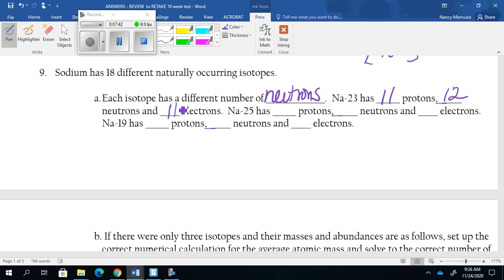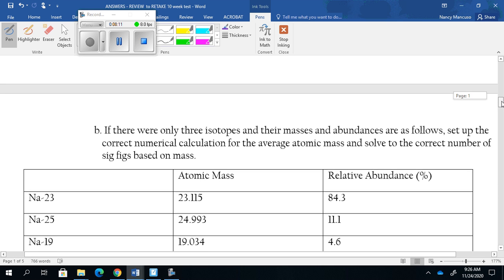All right, Na-25, okay, that's still going to have 11 protons, but 25 minus 11, it has 14 neutrons, still has 11 electrons. Na-19, so 19 would have still 11 protons, but 19 minus 11, it only has 8 neutrons, still has 11 electrons, right? So each one, the mass showed that there were a different number of neutrons.